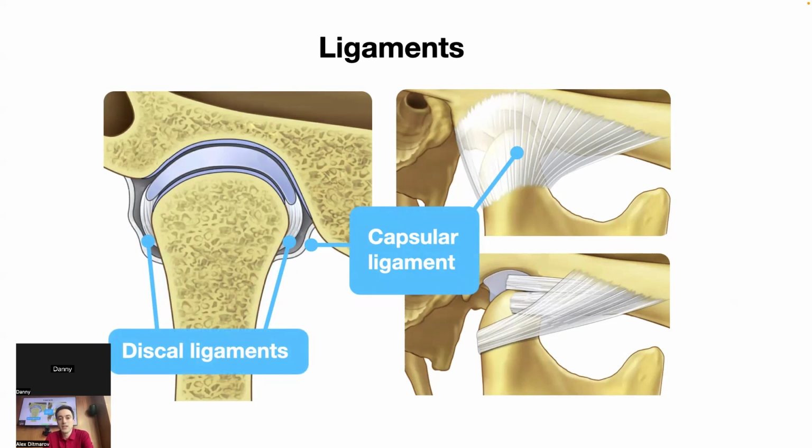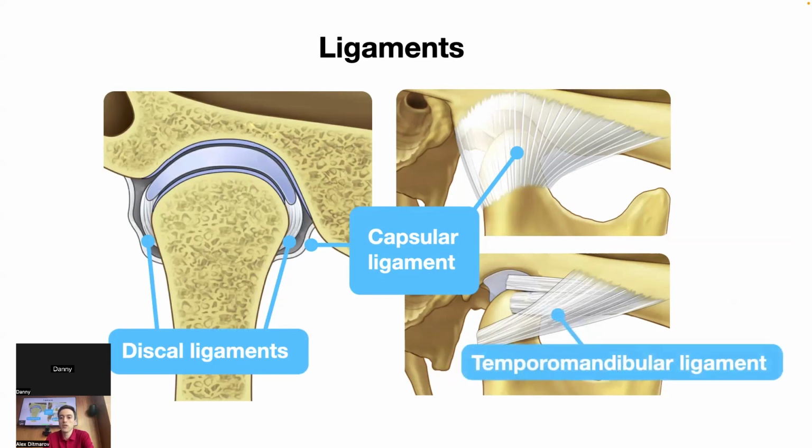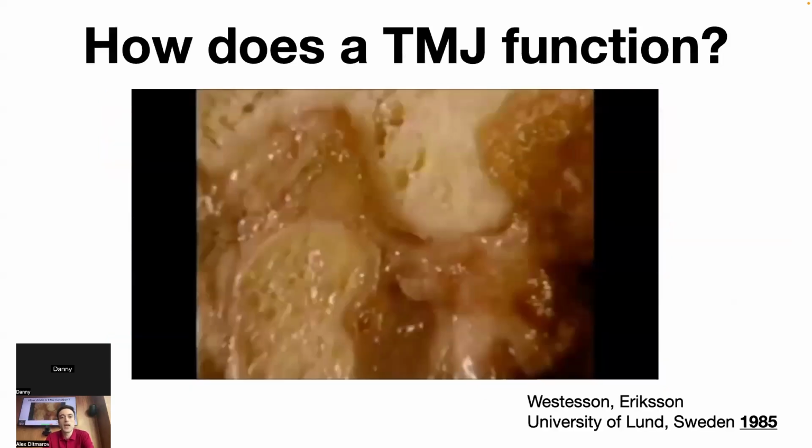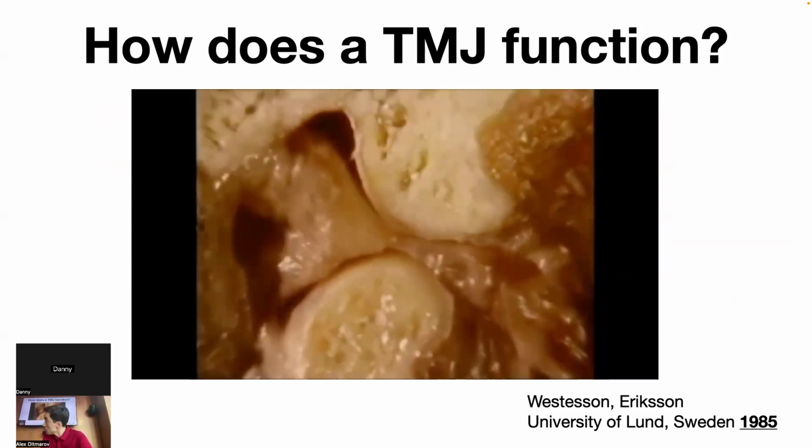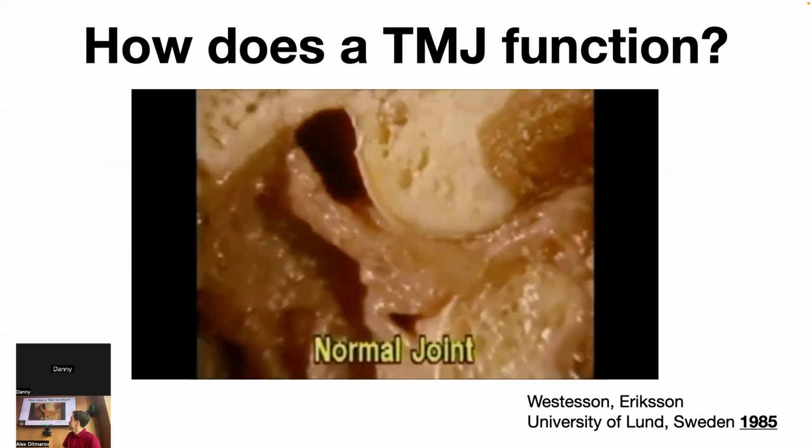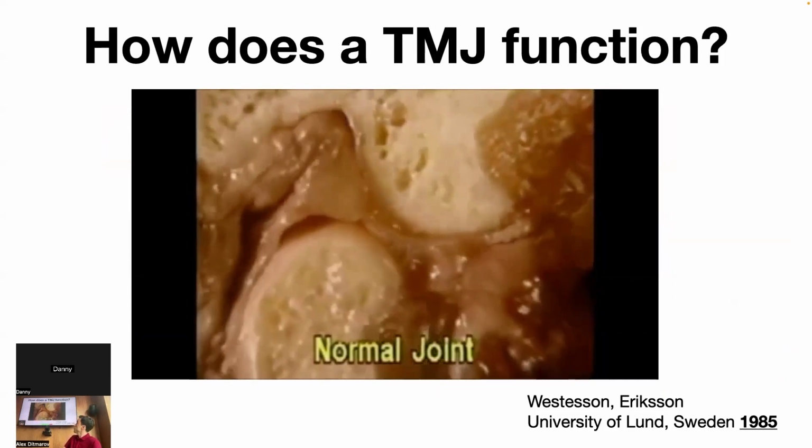Now, there are a couple of discal ligaments from the sides of the disc, and also there is a temporomandibular ligament. So ligaments, muscles, bony structures. How does it all function? This is a video coming from a university in Sweden, and it actually shows us how a normal TMJ functions.